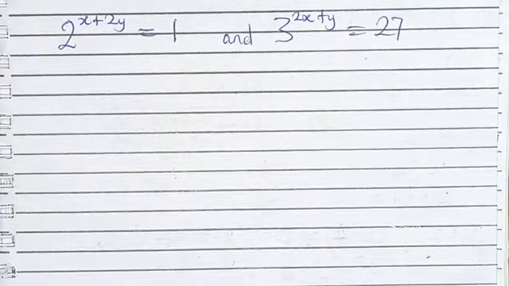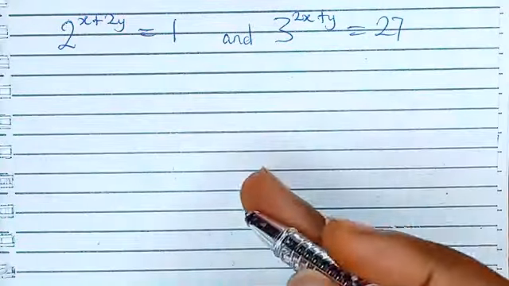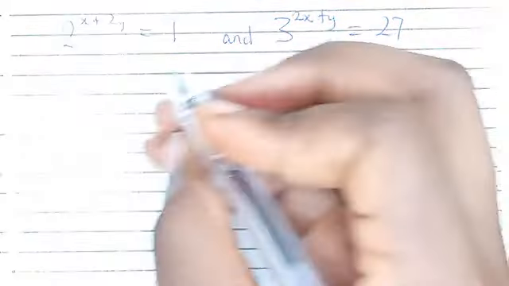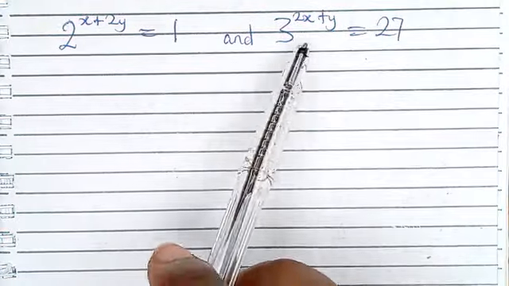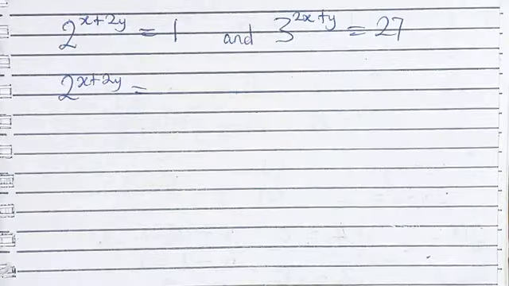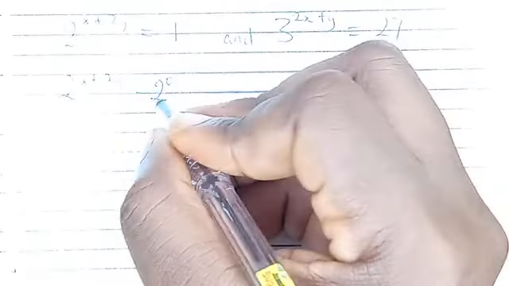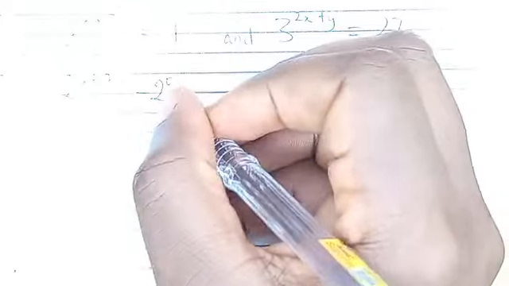So don't panic. Seeing this, what we have to do is get these two equations into a base. This will be in base 2, this will be in base 3. So this is already in base 2, x plus 2y is equal to, instead of 1, anything raised to power 0 is equal to 1. So we are going to get that one in base 2: 2 raised to power 0, representing this side.